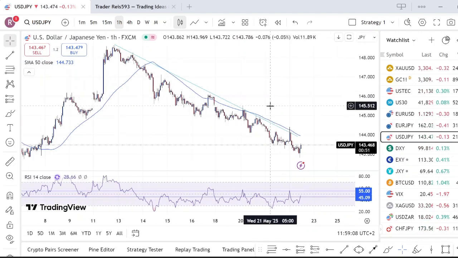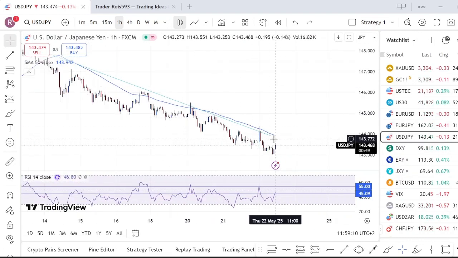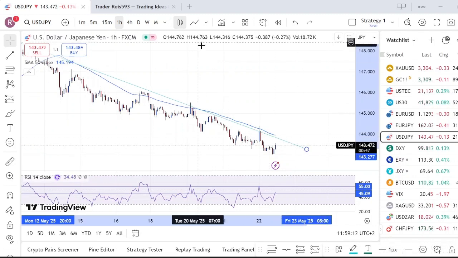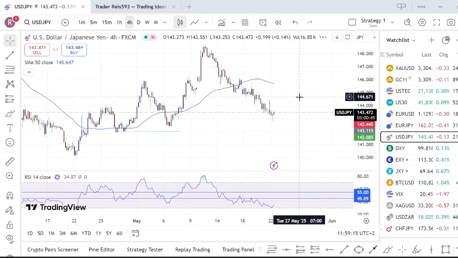USDJPY, it appears that the yen is gaining strength against the USD, and we continue to make very bearish moves. We can see very steady structure here. Sorry, let's just switch back to the 4 hour.